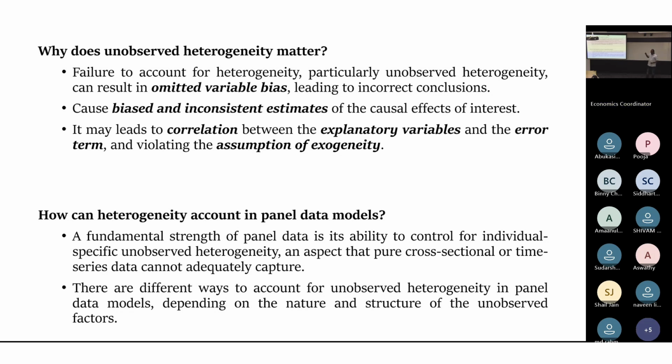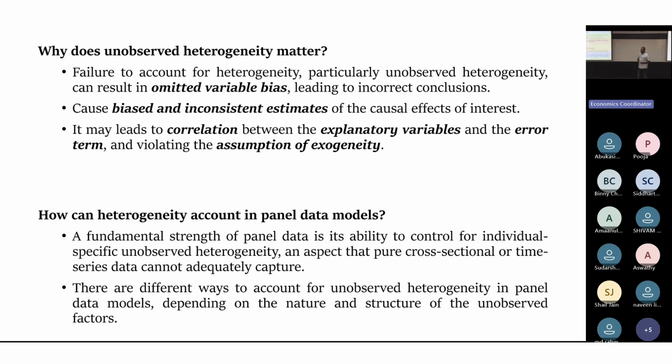Anyway, I was supposed to start somewhere, so I will start here itself. Why this unobserved heterogeneity matters is because we have a problem called omitted variable bias, right? Whatever regression you are using, just keep this in mind. Maybe I can explain this later.